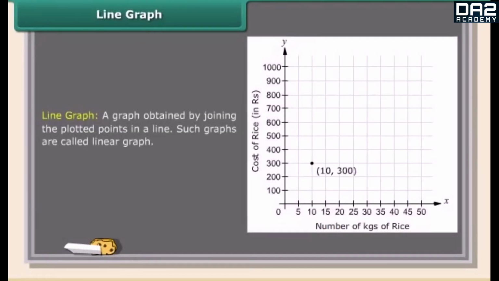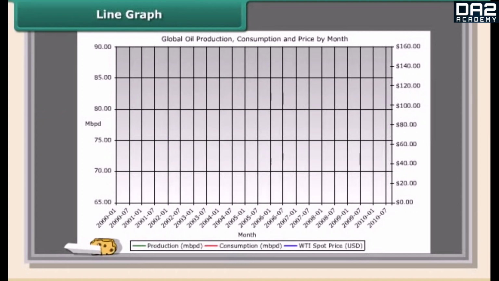Line graph. A graph obtained by joining the plotted points in a line. Such graphs are called linear graphs. Application problems. In everyday life, we hear that a global rise in fuel prices leads to a petrol price hike. If less petrol is consumed, then the bill amount will be less.